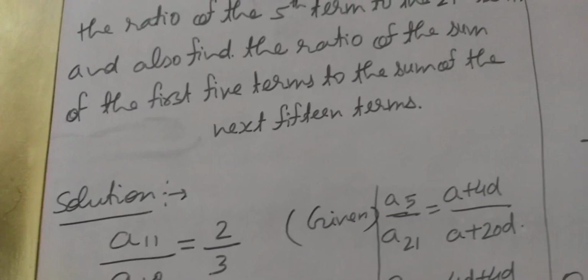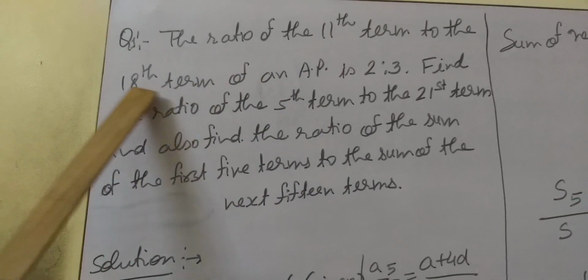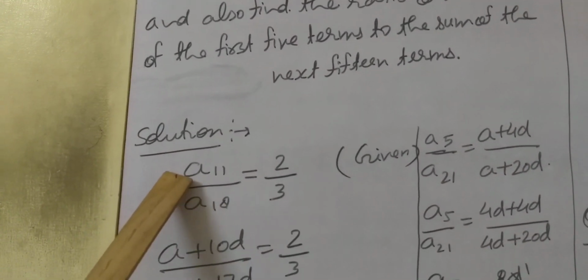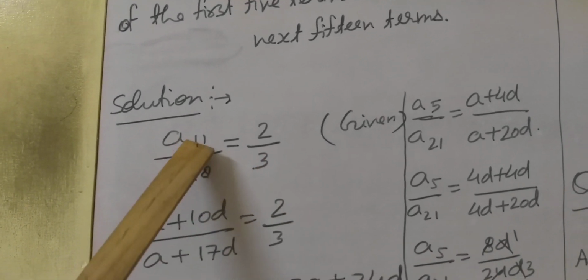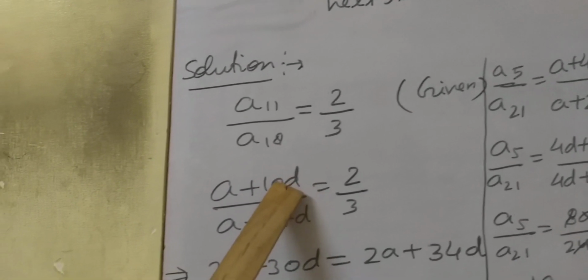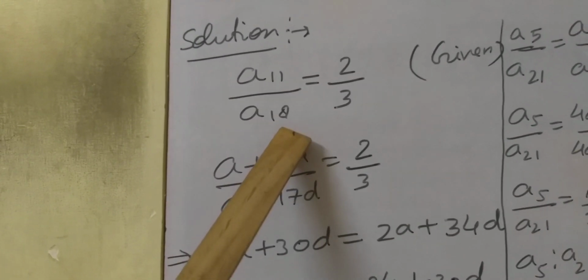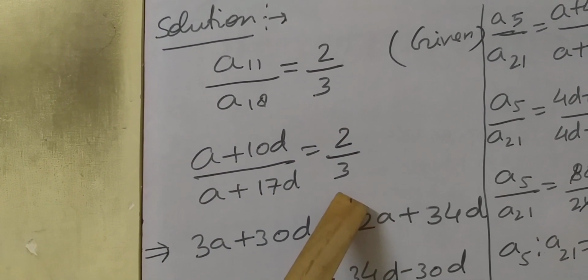So students, you can see the ratio of 11th term to the 18th term is given to us 2 is to 3. A11 upon A18 equals 2 is to 3. So we can write A11 as A plus 10D upon A18 as A plus 17D equals 2 upon 3.